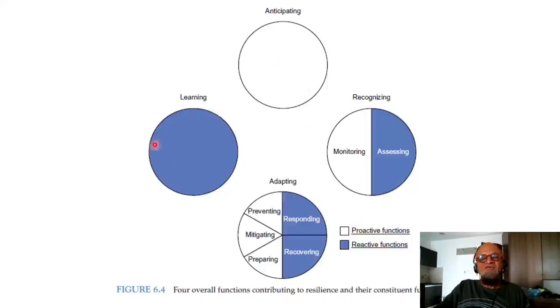Learning is a reactive process. As things happen, we learn, or we create data from the past climate and we learn about the past climate that have happened before us. Recognizing takes monitoring, which is a proactive function, and assessing, which is a reactive function, synthesizing, evaluating. And adapting then becomes about responding and recovering, which are proactive, but preventing, mitigating, and preparing are reactive. So it's a beautiful concept that covers the range of things that must happen to build resilience, to stay on the path to sustainable development within the human and environmental boundaries.